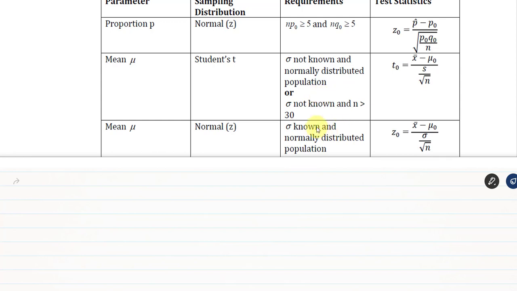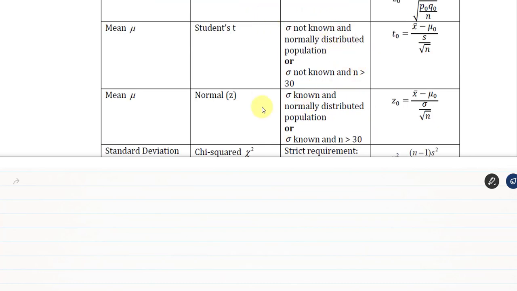And again, make sure that the population is normally distributed for both cases. And if the population is not normally distributed, then you are required to have the sample size n be bigger than 30 in order to apply these two statistics.